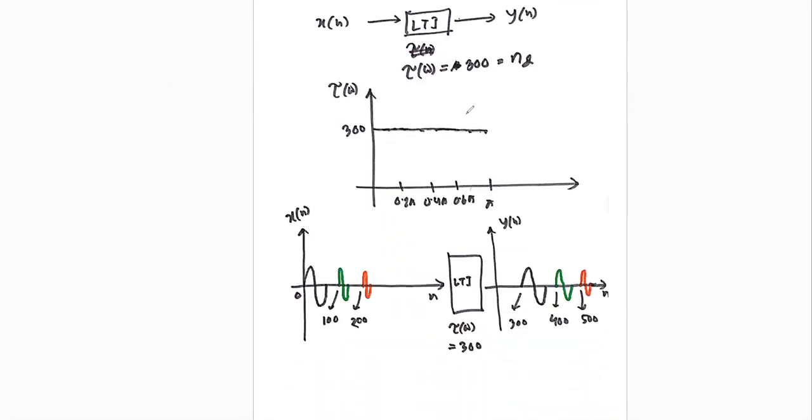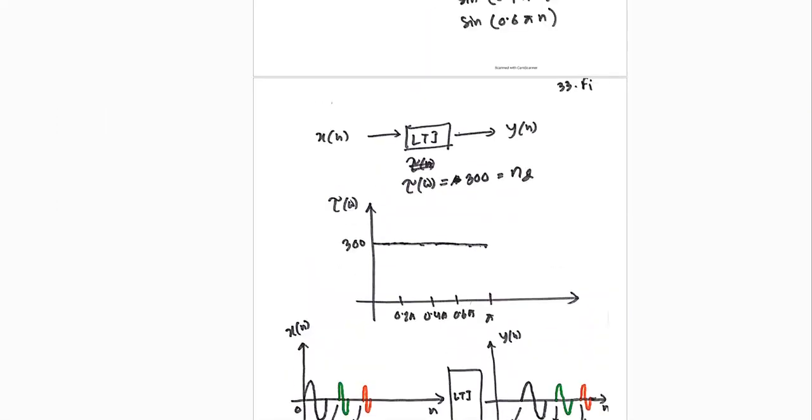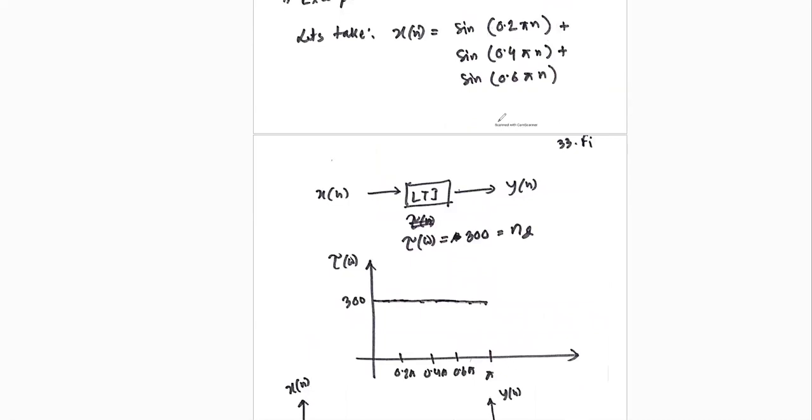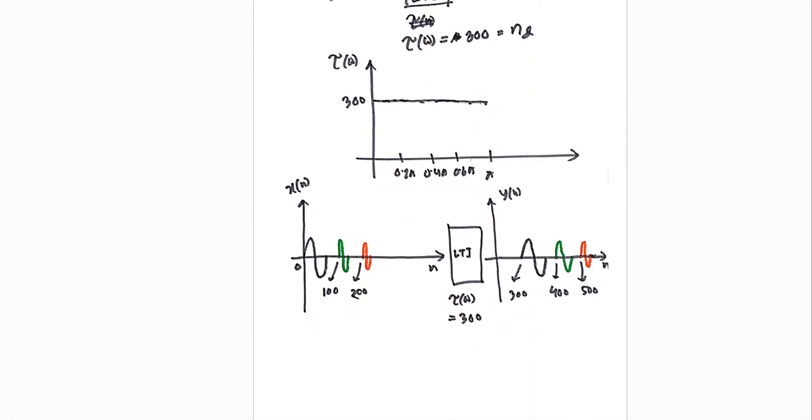Now if the group delay is 300, we can represent it like this, and this group delay is 300 for all the frequency components. What are the frequency components you have in xn? You have 0.2 pi, 0.4 pi, 0.6 pi. So for all the frequencies from 0 to pi, the group delay is equal to 300 samples. 300 samples for a very practical case.